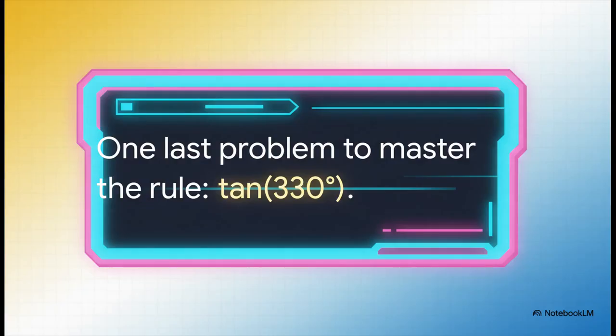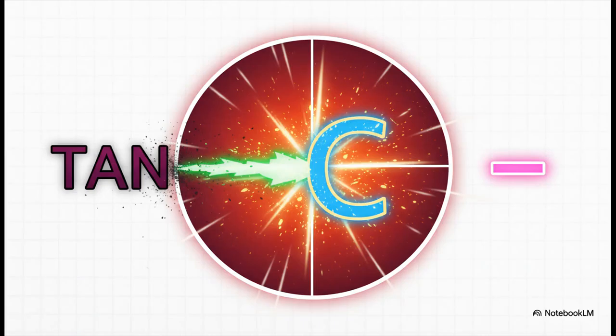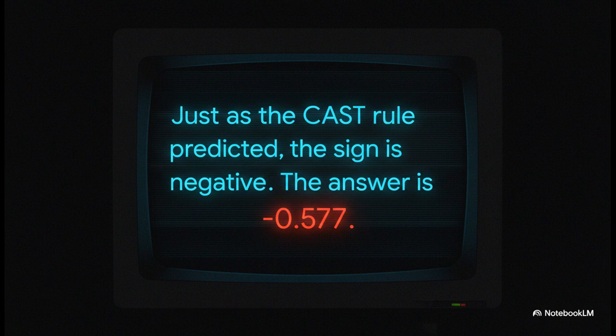Let's do just one more to really make sure this concept is locked in. How about the tangent of 330 degrees? Okay, 330 degrees. We're almost all the way around the circle, putting us in quadrant 4. And what's the rule for quadrant 4? C, for cosine. That means only cosine gets to be positive. So our function, tangent, is definitely going to be negative. And there you have it. The final answer is negative 0.577. See? 3 totally different problems, 3 different quadrants, and all of them were figured out using one simple, powerful rule.